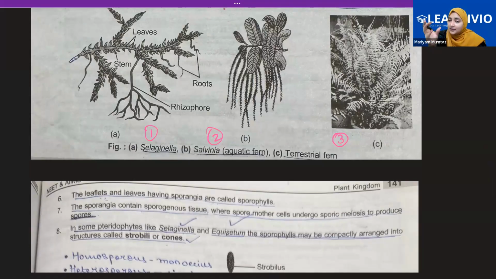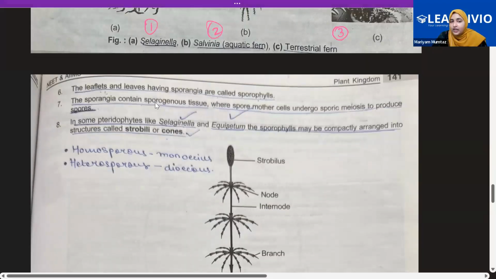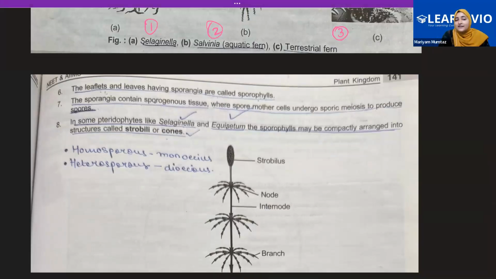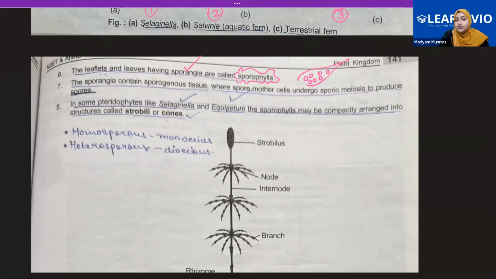So the spore producing part, sporangia, is found on the leaf and the leaflets. Those leaves that have sporangia, we call them sporophyll. For example, if this is a leaf, tiny circular structures are going to be there, which will give rise to the spores. The sporangia contain sporogenous tissue, where spore mother cells undergo meiosis to produce the spores that are haploid.